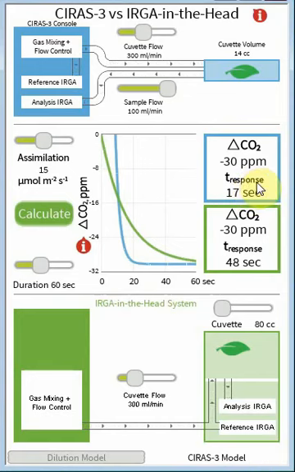This is the calculation of the time to reach 99% of its final value. In less than 20 seconds, 17 seconds, we reached that. The larger 80 cc volume took 48 seconds.